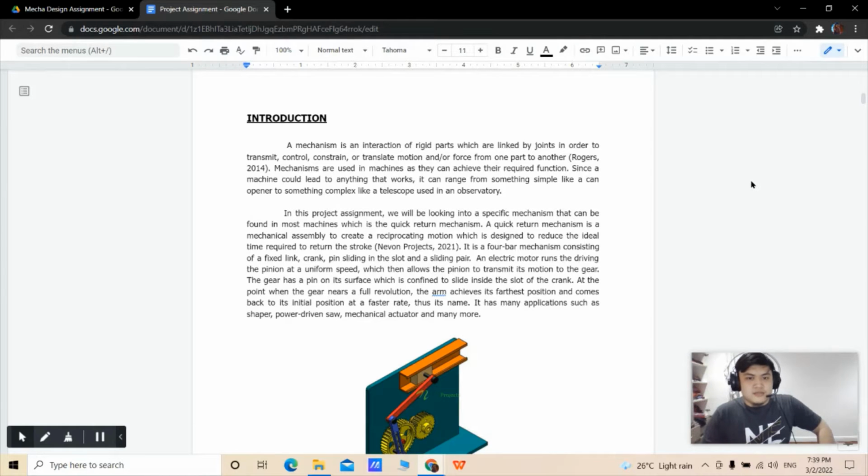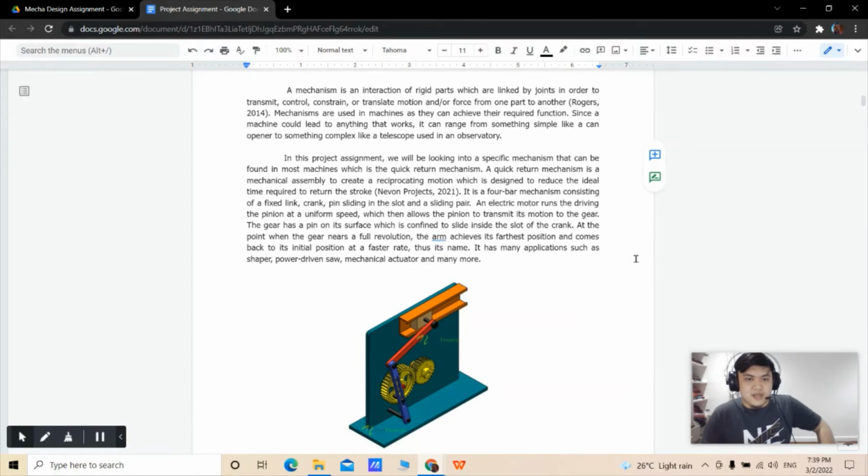In this project assignment, we will be looking into a specific mechanism that can be found in most machines, which is called the quick return mechanism. A quick return mechanism is a mechanical assembly to create a reciprocating motion which is designed to reduce the idle time required to return the stroke. It is a four-bar mechanism consisting of a fixed link, crank, pin sliding in a slot, and a sliding pair.